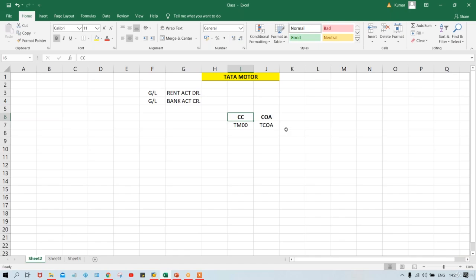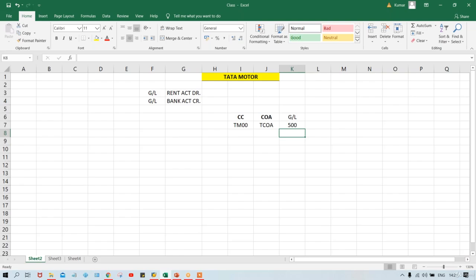Right? And what I said, chart of account is nothing but a list of GL accounts. It means whatever GL accounts are going to be created, guys, they are created against this chart of account. Let's suppose 500 GLs are created. So these GLs we have created against this chart of account TCOA. Now the question is, why not create the GL account directly against the company code?